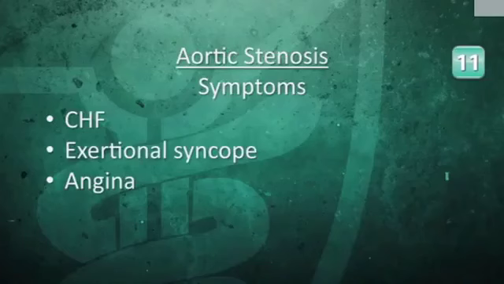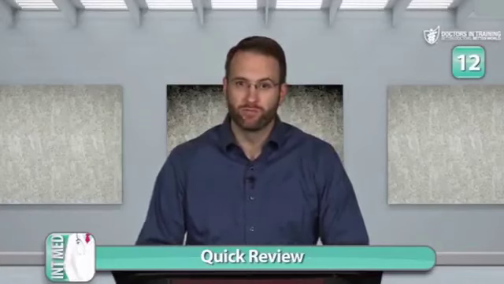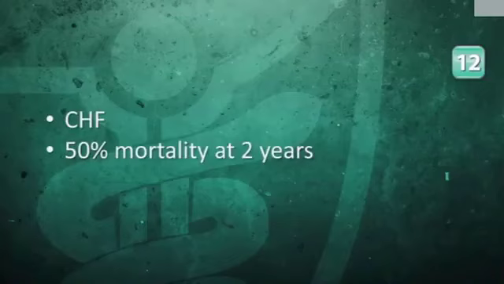Next, what are the three primary symptoms seen in aortic stenosis? Very important. Remember, you're going to have CHF symptoms, exertional syncope, and angina. Next question. What symptom of aortic stenosis is associated with the worst prognosis? Well, remember CHF symptoms. So you're going to have a 50% mortality at 2 years with CHF symptoms. Syncope has a 50% mortality rate at 3 years, and angina has a 50% mortality at 5 years. So all three of these are very, very important, but remember that the worst one is CHF.